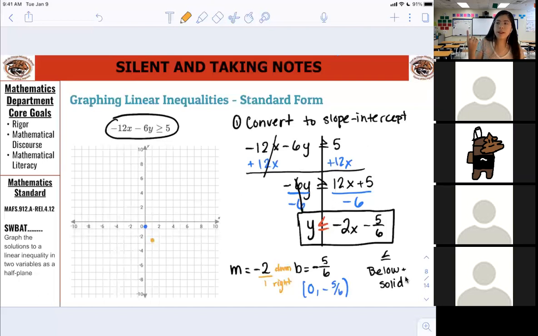It wouldn't make you graph this because it's a little too complicated.